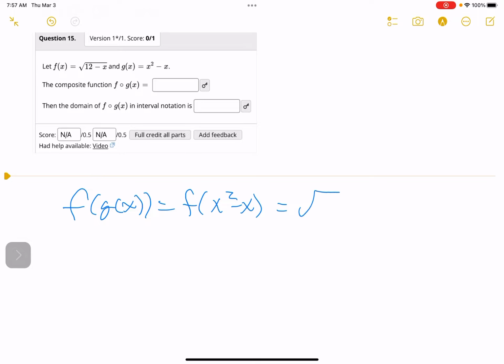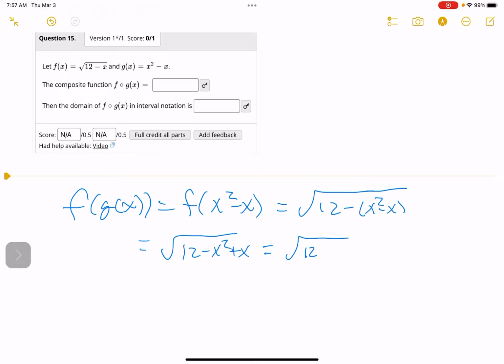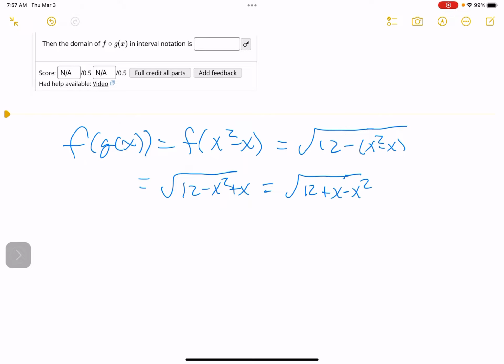So it's going to be the square root of 12 minus quantity x squared minus x. So it's going to be the square root of 12 minus x squared plus x. So that answer would work. Also the answer square root of 12 plus x minus x squared would work. You could also do negative x squared plus x plus 12. So a variety of answers would work there, obviously.